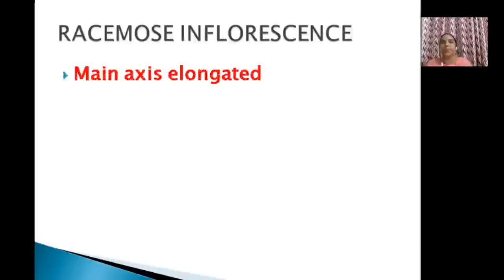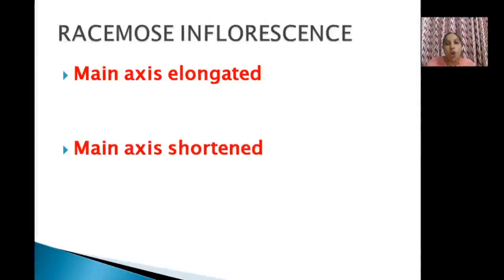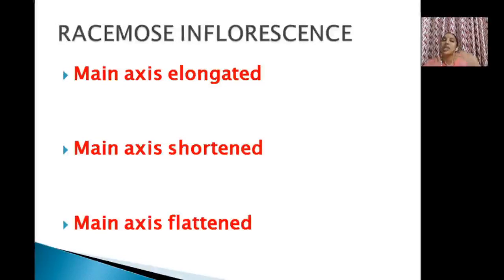Look, there are different classes coming under racemose inflorescence. Based on the axis and its arrangement, different classes are there. The first one is main axis elongated, then main axis shortened, main axis flattened. So what are the three categories? Main axis elongated, main axis shortened, and main axis flattened. These are the three groups coming under racemose inflorescence.